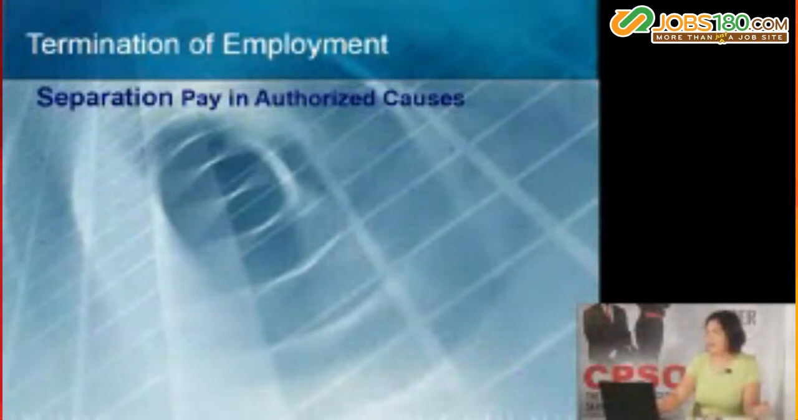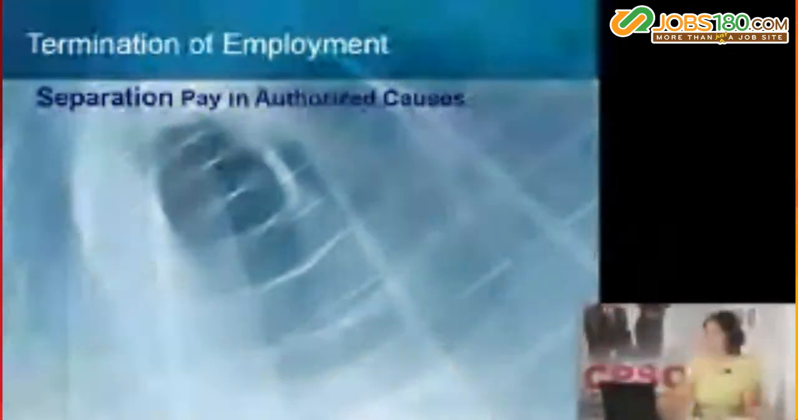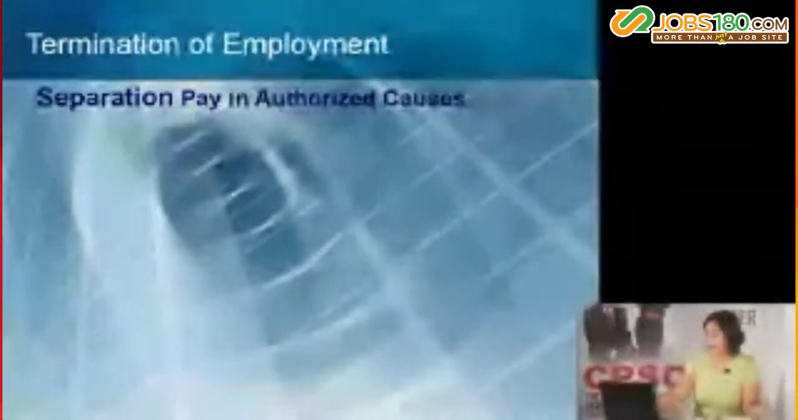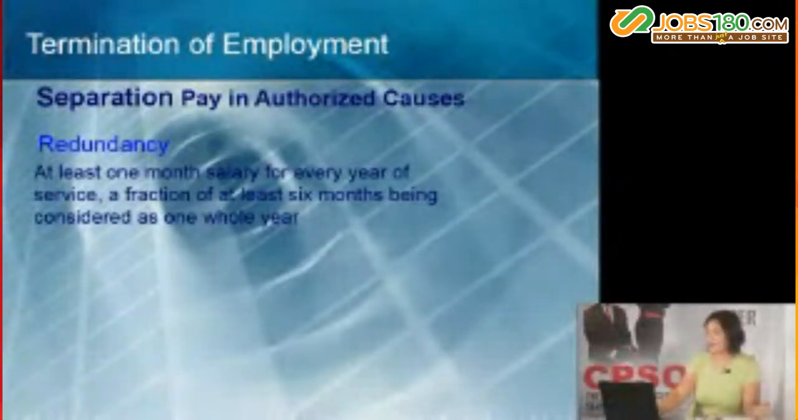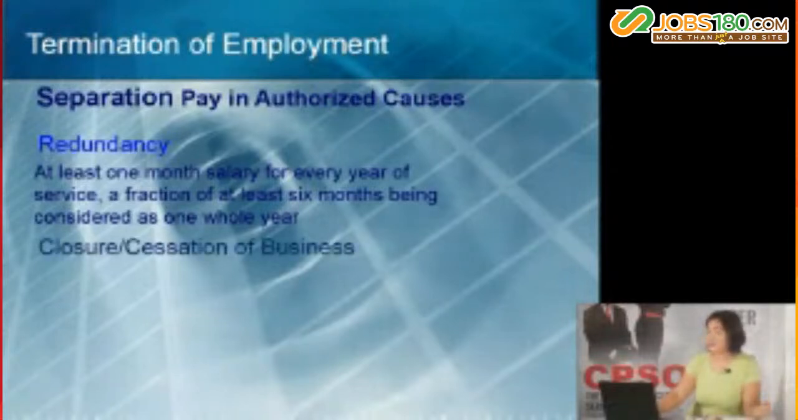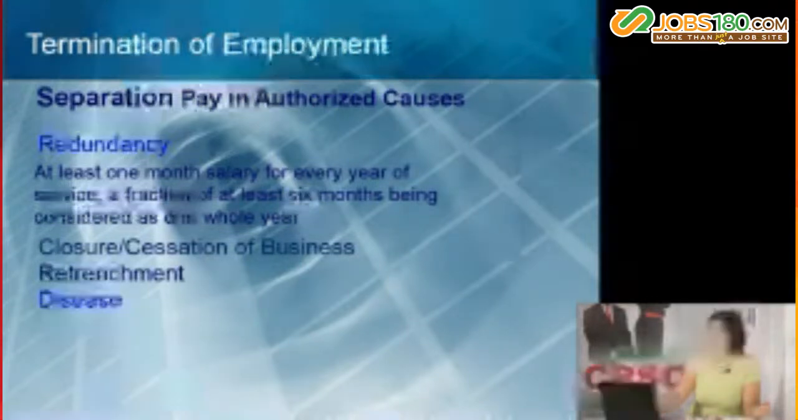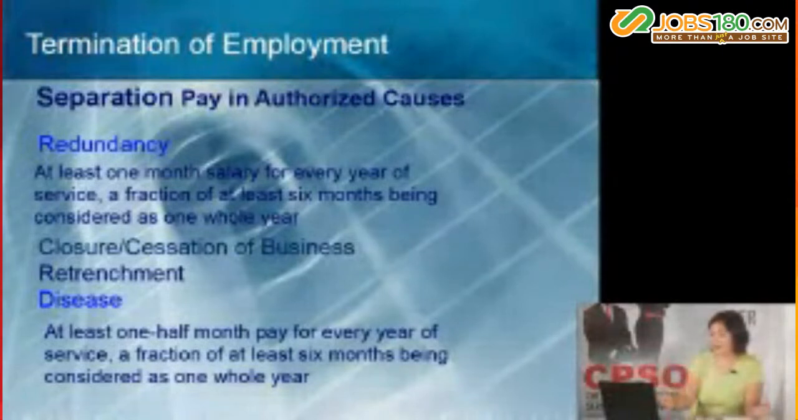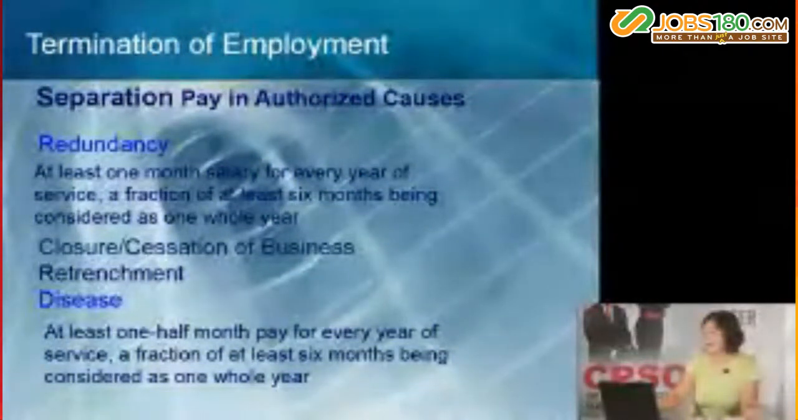So, termination of employment under authorized cause, computation po dito ay at least 1 month's salary for every year of service, a fraction of at least 6 months being considered as 1 whole year. Closure, cessation of business, retrenchment, disease, sila po ay redundancy, closure, retrenchment, disease. At ang computation po dito ay at least 1 month's salary for every year of service. Okay.